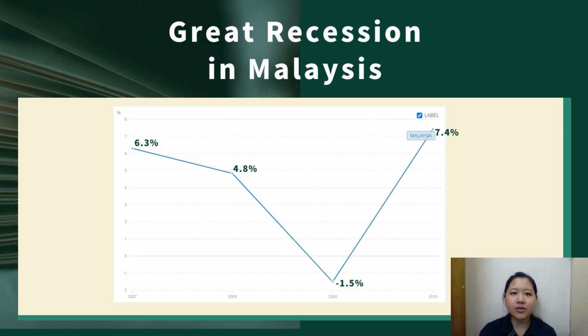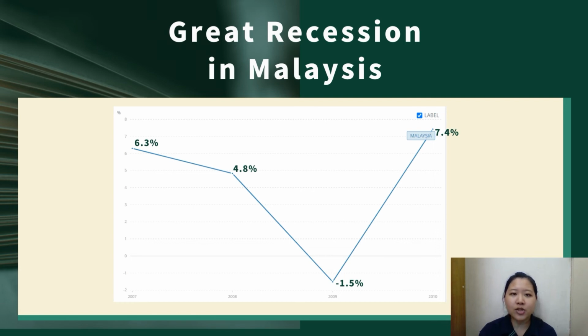First of all, let us go through Malaysia's GDP from 2007 to 2010. The line graph shows the Malaysia GDP growth. In 2007, GDP growth of Malaysia was 6.3%, decreased 1.5% to 4.8% in 2008.